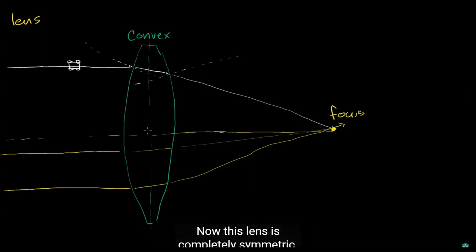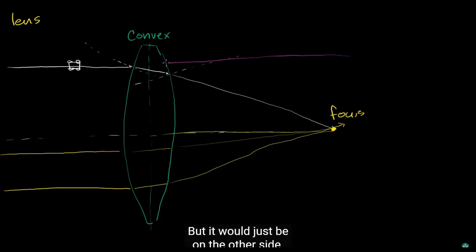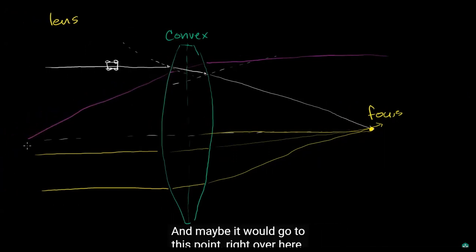Now, this lens is completely symmetric. Anything you could do from one side, you end up getting focused on the other side. If you had collimated rays or parallel rays coming from the right side, the same thing would happen, but it would just be on the other side. So that ray would go like that, and then it would be refracted some more, and maybe it would go to this point right over here. And so you actually have two foci for a lens, two actual points where if parallel rays are coming from one side, they'll be focused on the point on the other side, and if parallel rays are coming from the left side, they'll be focused at the focal length or at the focus point on the right-hand side. And this goes the other way around.